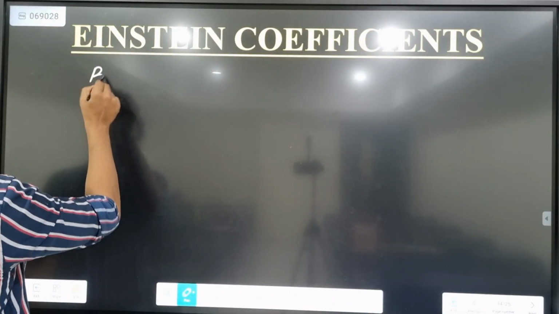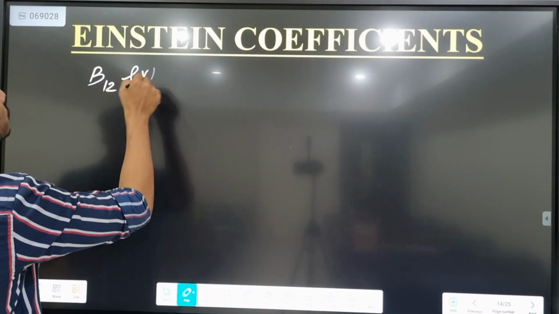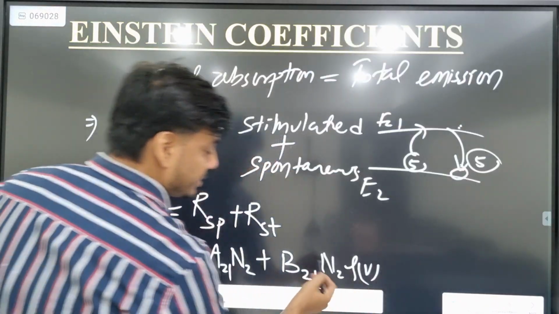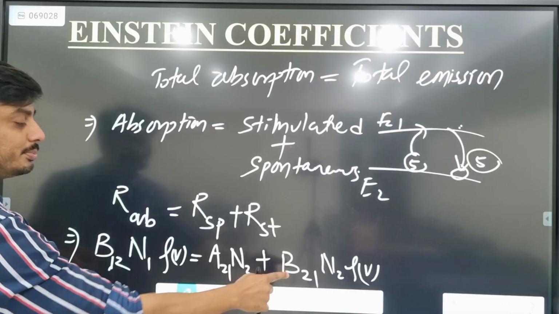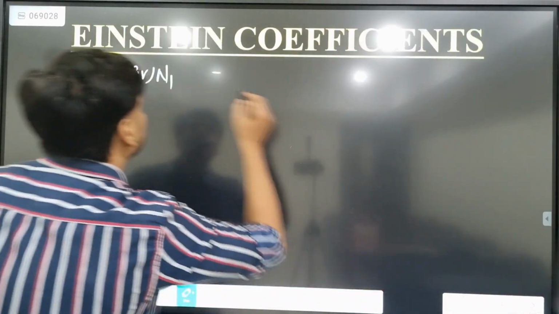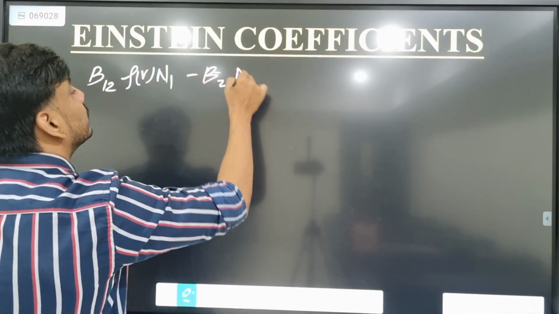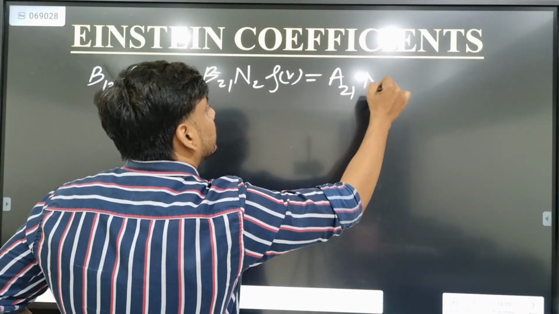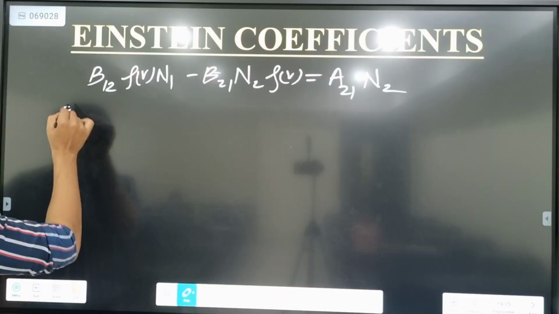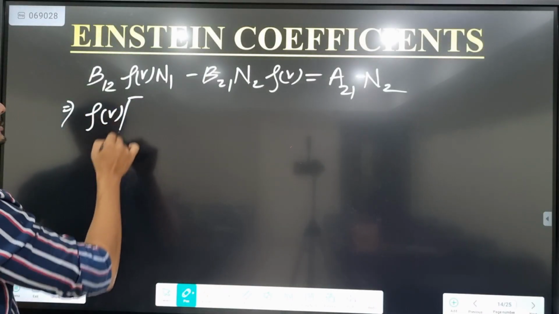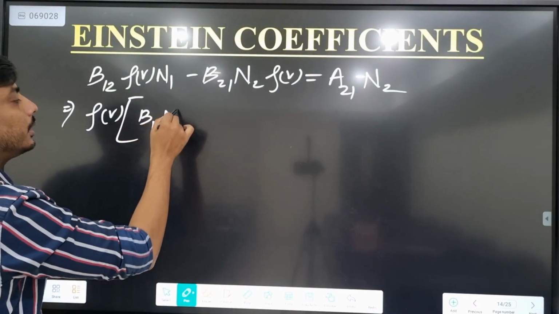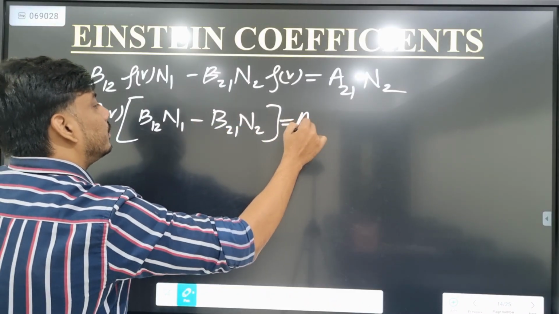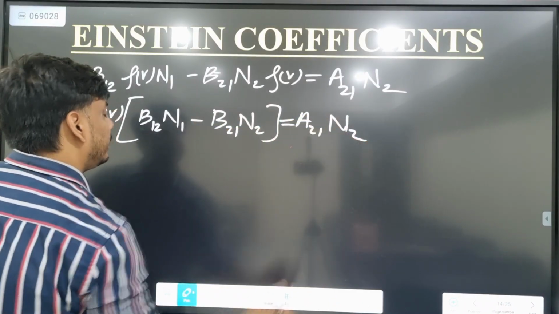So we have B12 rho N1. If we take that B term to the left hand side, this will be negative: minus B21 rho N2 equal to A21 N2. Again, if we rearrange like this, rho times (B12 N1 minus B21 N2) equal to A21 N2.